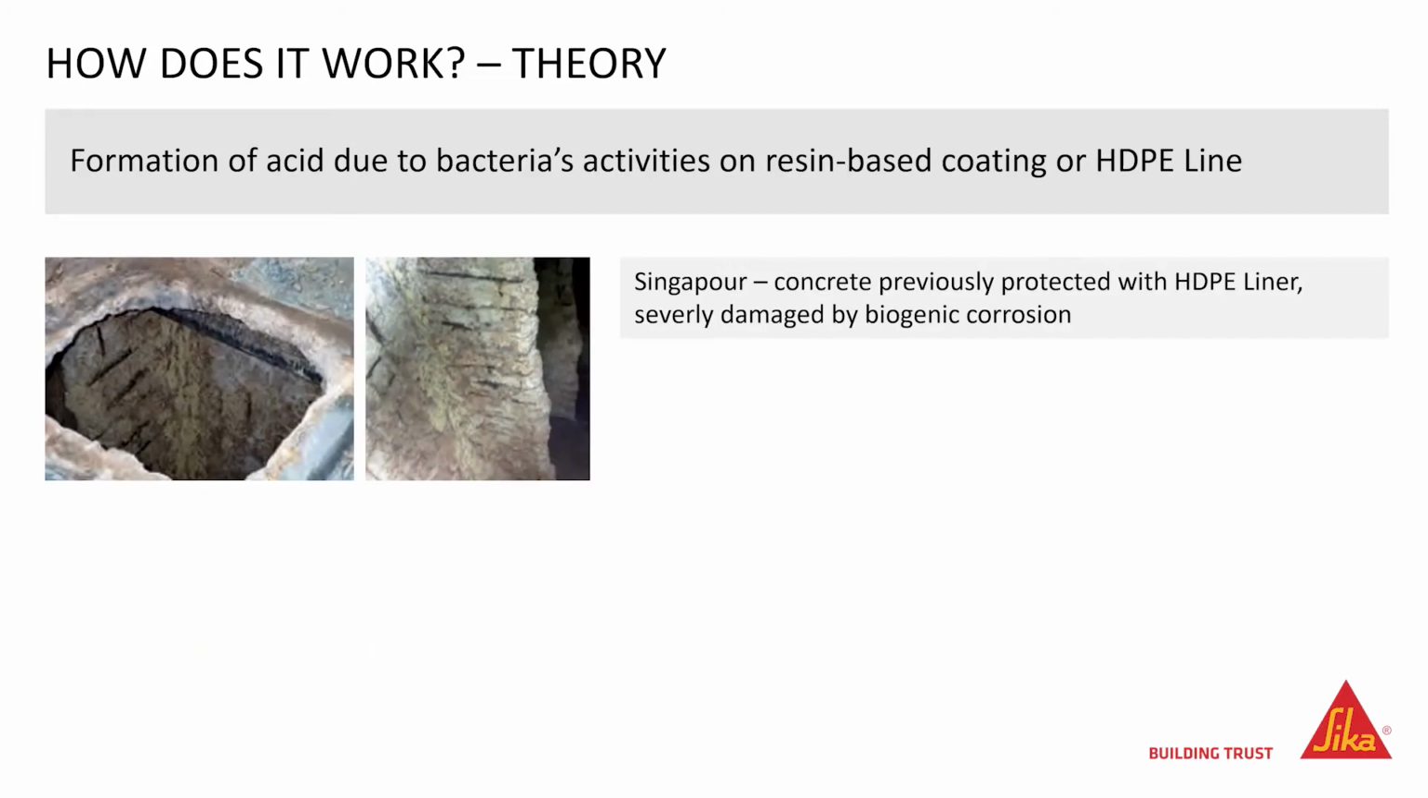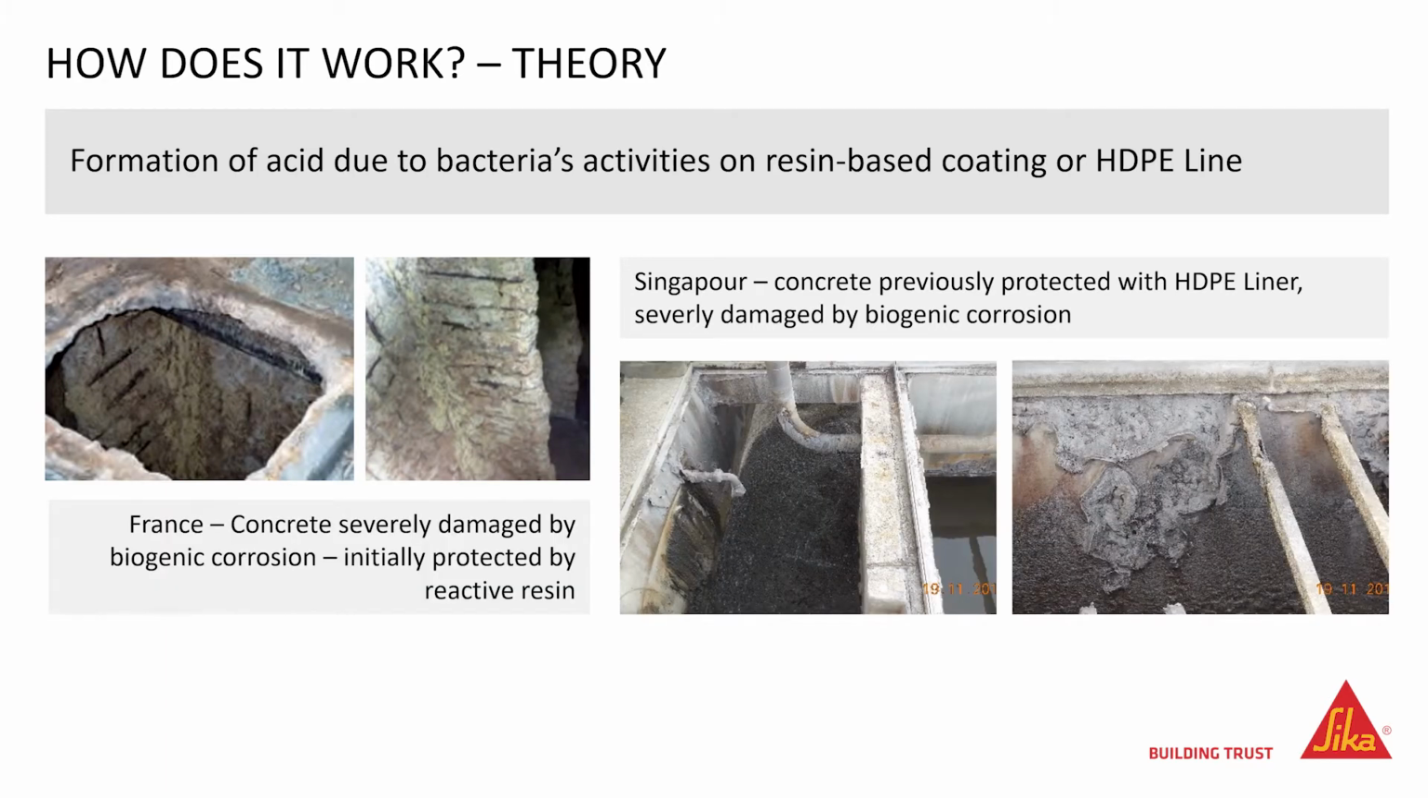This slide shows some examples, amongst many, of damages despite previous protection. The photos on the left show severe damages of concrete in Singapore. The concrete was previously protected by a HDPE liner. The photos on the right, taken in a small confined chamber in France, show damages of the concrete happening a few years after application of a protective coating. The in-depth investigation that followed this claim concluded that the damages were due to an inappropriate application.